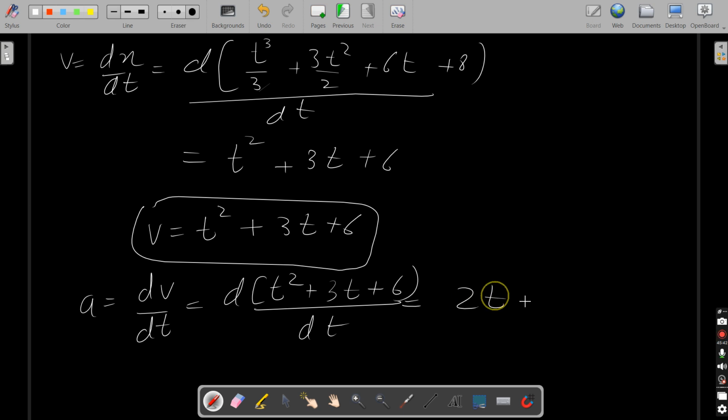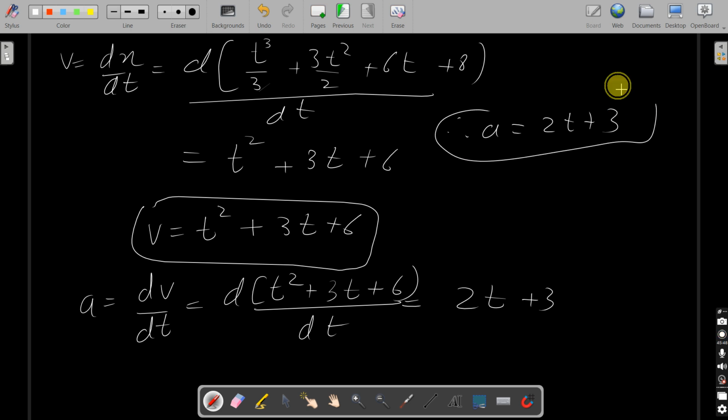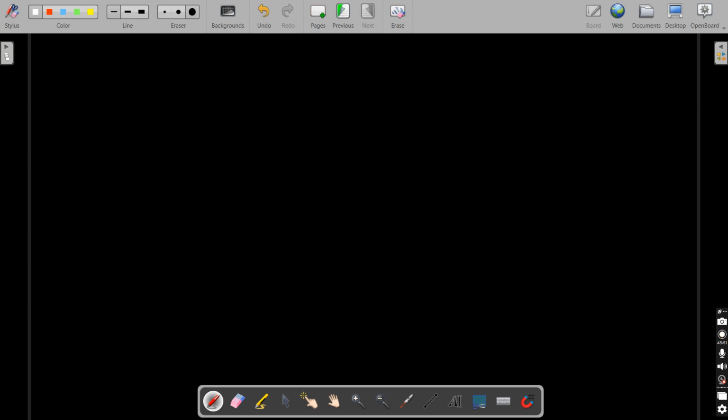So this becomes 2t plus 3. That's why acceleration will be 2t plus 3. Question solved. Next question.